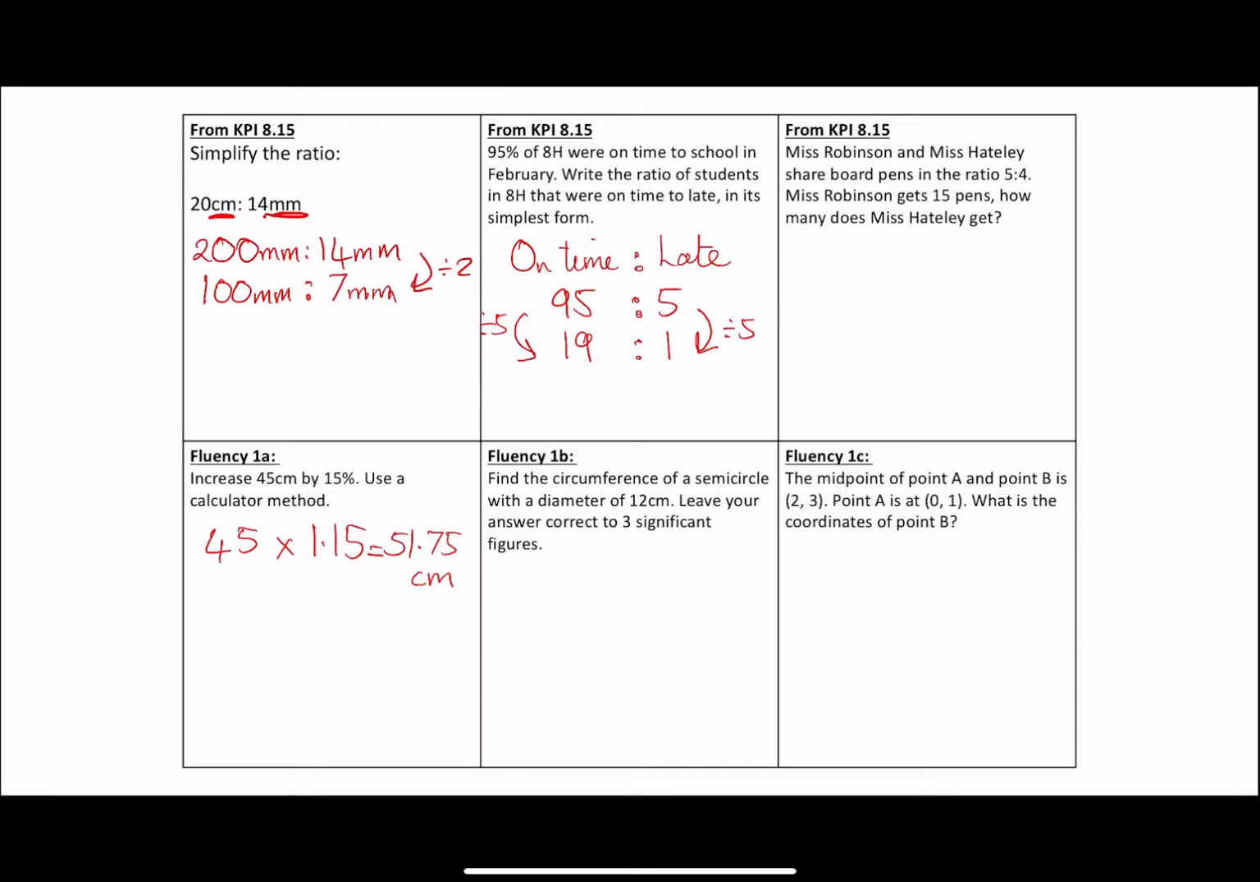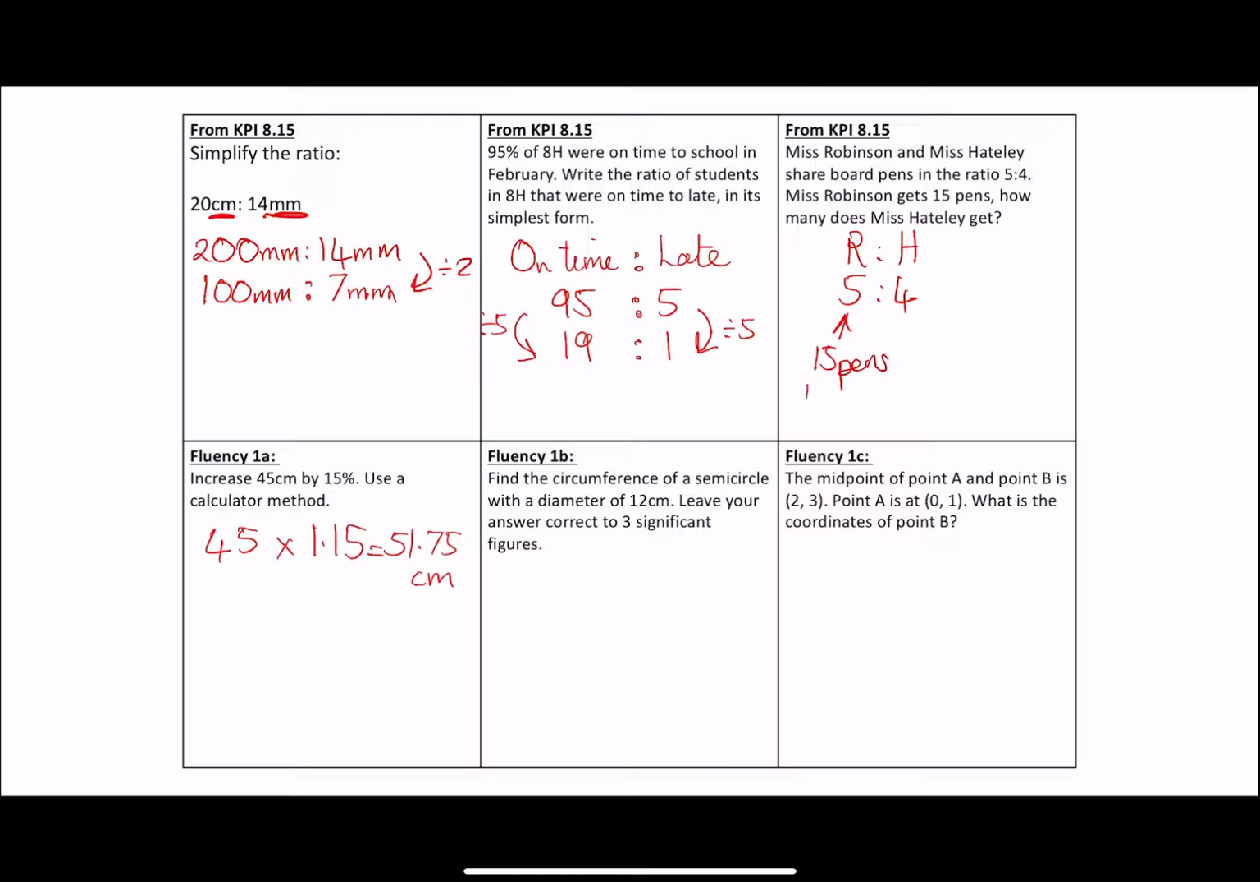Okay, the next question, that KPI question. Miss Robinson and Miss Hately share board pens in the ratio of 5 to 4. So I'm going to say Robinson to Hately is 5 to 4. Miss Robinson gets 15 pens. That means those 5 parts represent 15 pens. So what must one part represent?